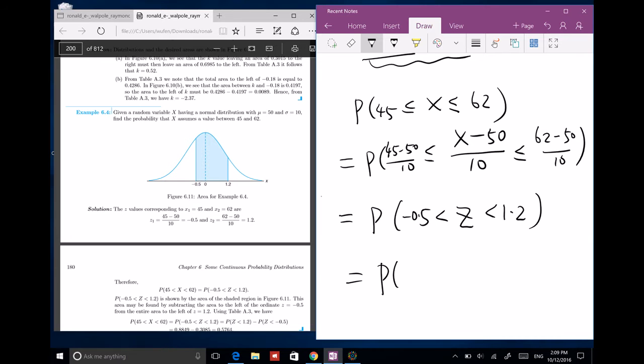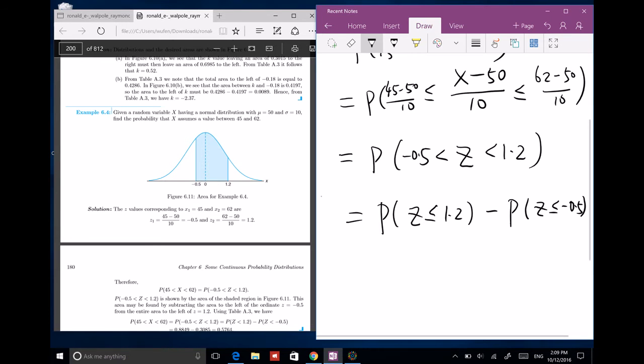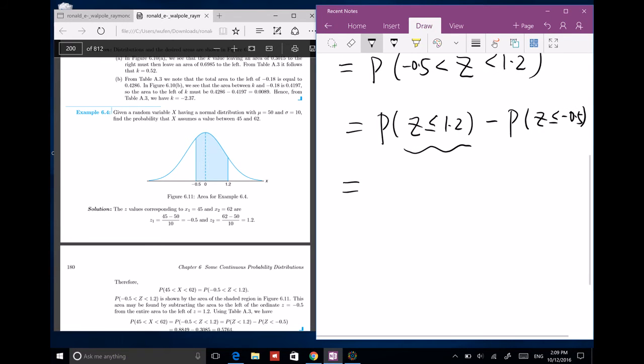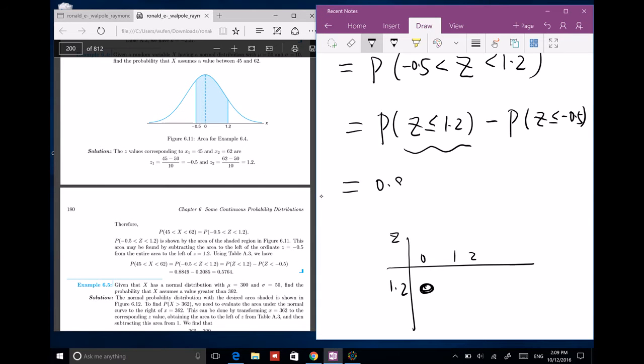Then you can use P of Z less than or equal to 1.2, subtract P of Z less than or equal to negative 0.5. So you can find the probability corresponding to 1.2. When you look at the table, you have the z-score, 1.2 and 0.00, and the number given here is 0.8849. Then you subtract the probability corresponding to the z-score of negative 0.5, which is 0.3085. Then the probability is 0.5764.